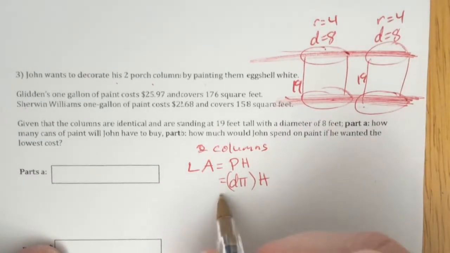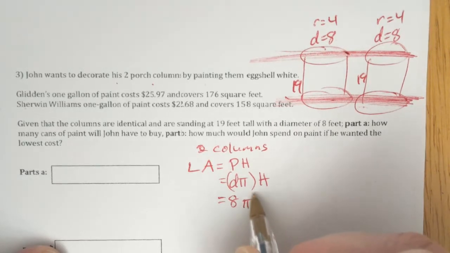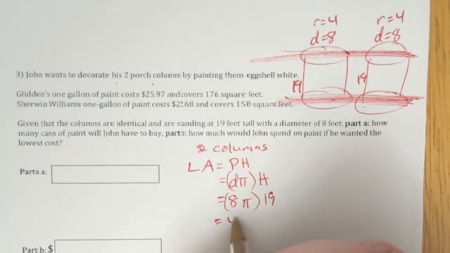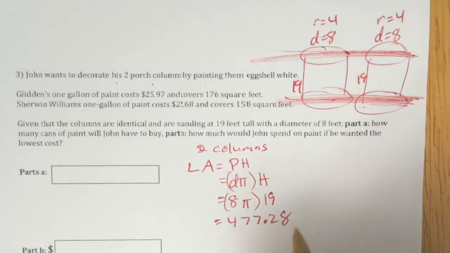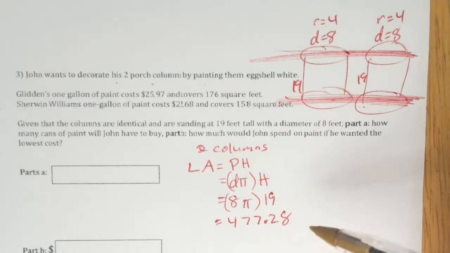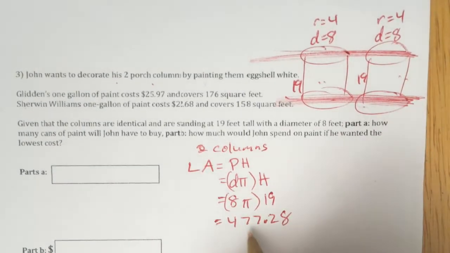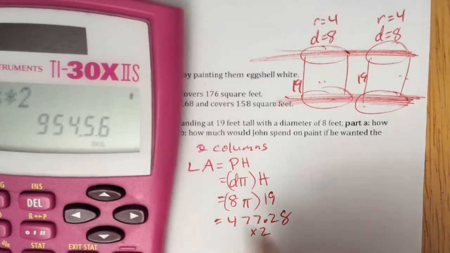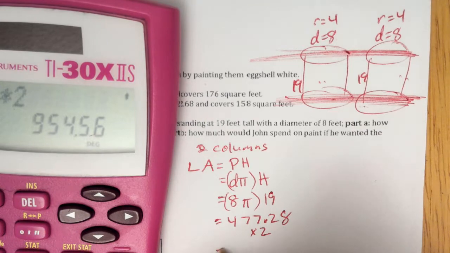So all you have to do now is plug it in. So that's 8 pi times 19. All right, put that in the calculator. So 8 times 3.14 times 19, and we get this number. We are not rounding. While you're doing your work, you don't round, right? All right, so we have this. And now here's the tricky part. There are 2 of them. So we're going to multiply by the 2 columns. So with that decimal still rocking, we're going to multiply by 2, and we get this number. So we need to paint 954.56.